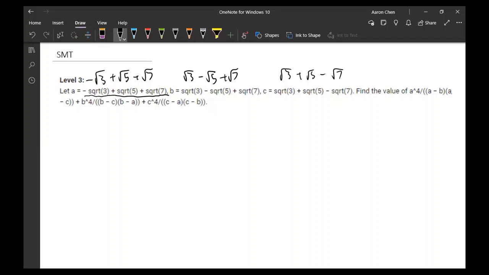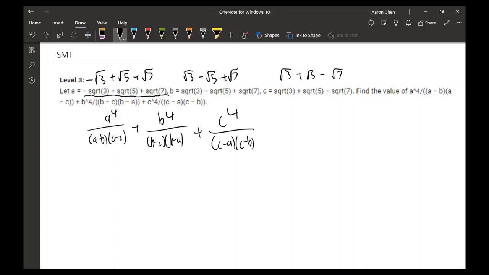And so what we want to find is a to the fourth divided by a minus b times a minus c, and then plus b to the fourth times b minus c times b minus a, plus c to the fourth divided by c minus a times c minus b. So that's what we want to find.